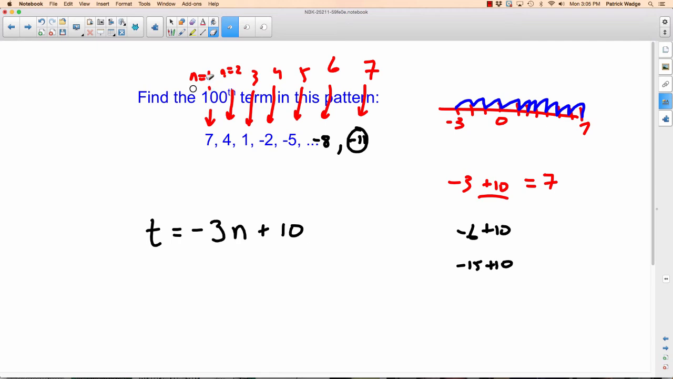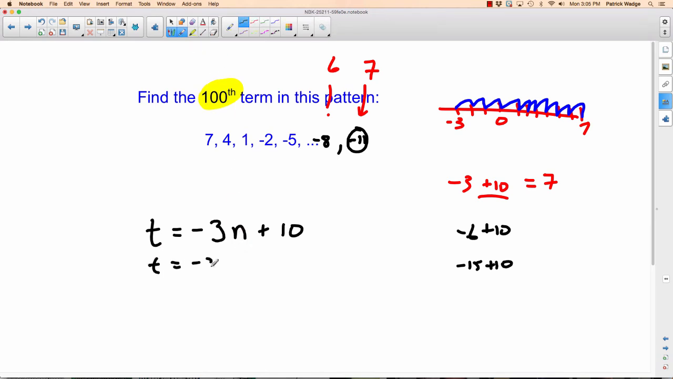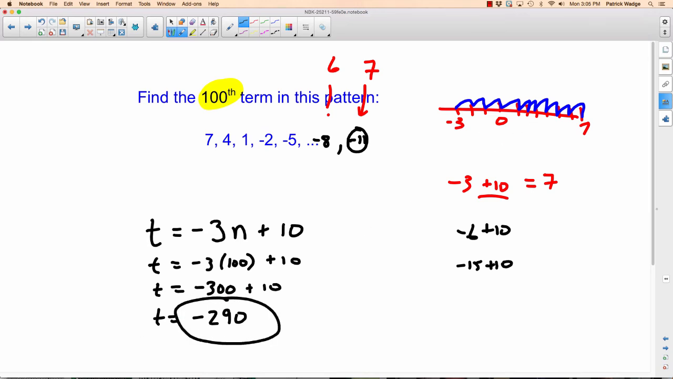But what are we trying to find? We're trying to find the 100th term, right? Right here it says the 100th. So why don't we just plug 100 in right here? We have t equals negative 3 times 100 plus 10. So t equals negative 3 times 100, negative 300 plus 10. T equals 10 more than negative 300 is negative 290. That's going to make sense that it's a really big negative because look, we're already at negative 11 and we're going down, down, down, down. So we're going to end up way down at negative 290.